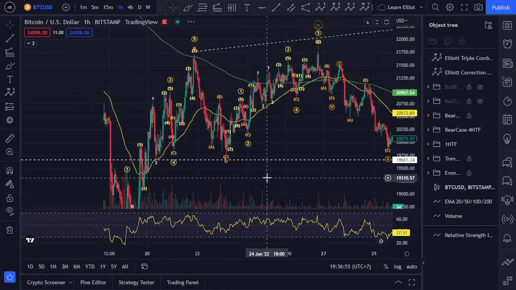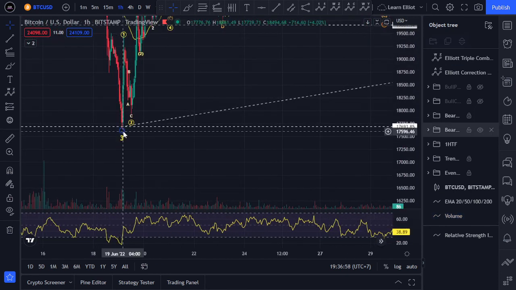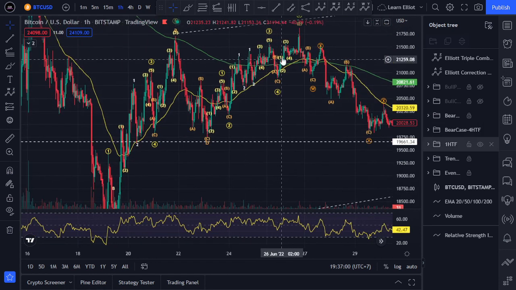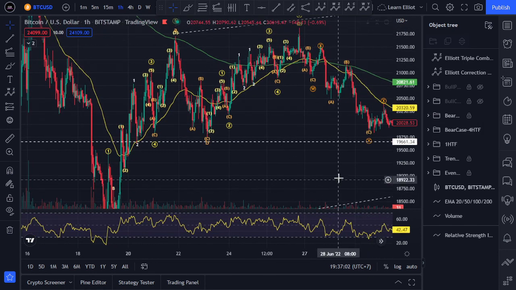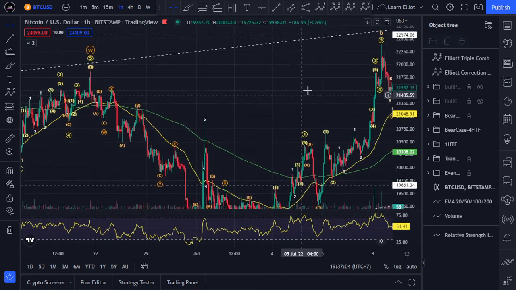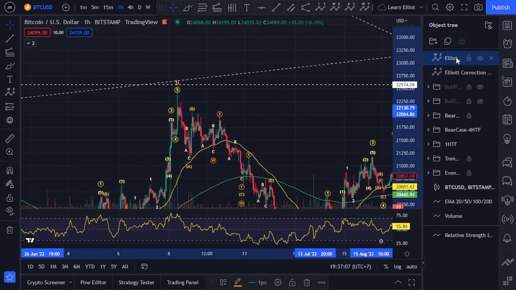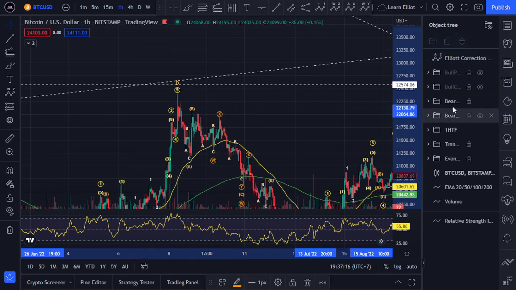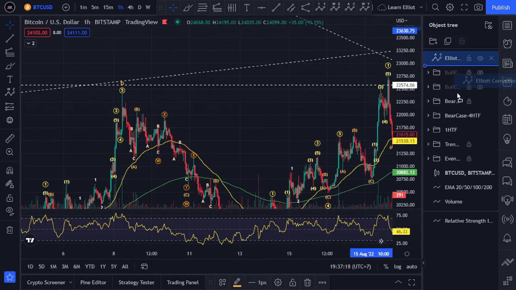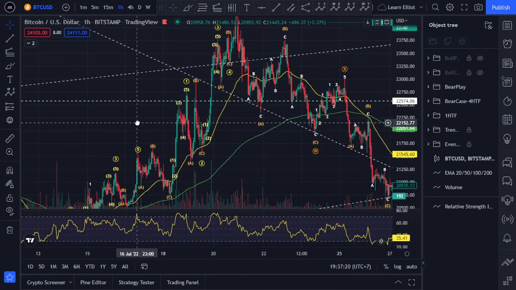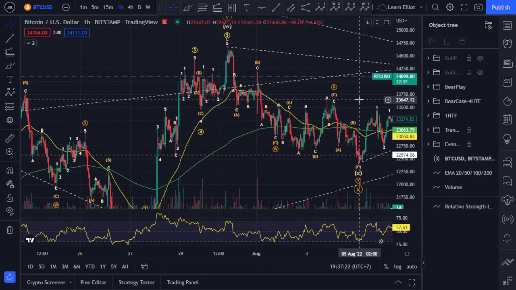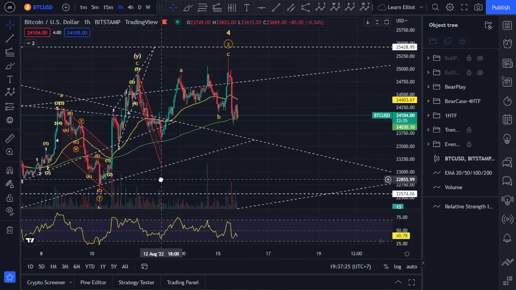Yeah, so W, X, Y, X, Z. Yep, something like that. Let's put this to this bear case scenario. Wait, this is a double X, Y, X, Z. I'm going to put the double X, Y, X, Z in the 4-hour time frame, and this A, B, C in the 1-hour time frame. So yeah, now what we have is an impulsive.